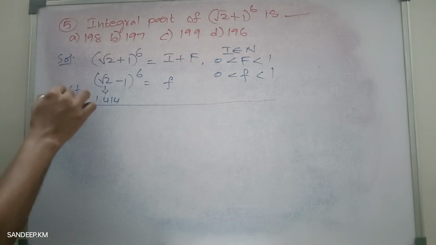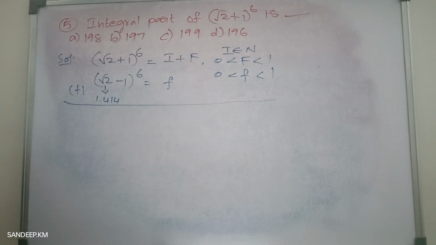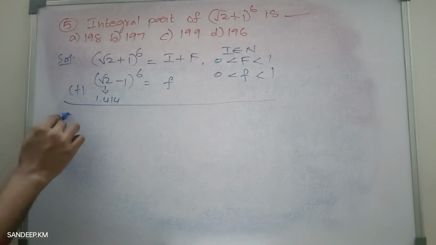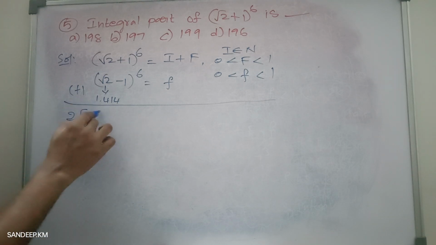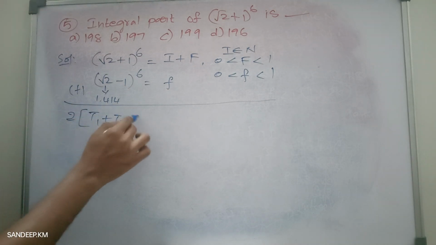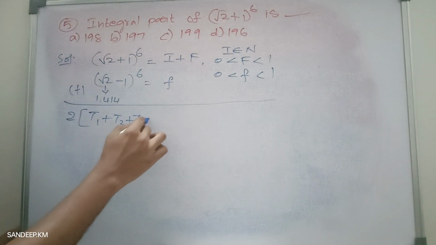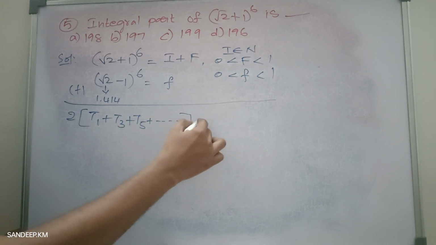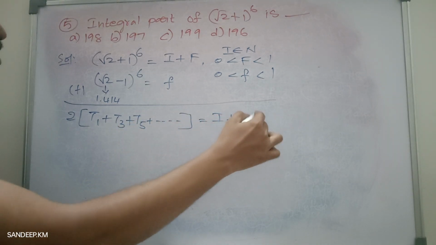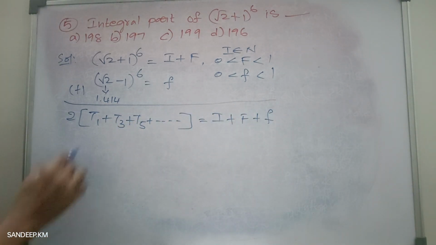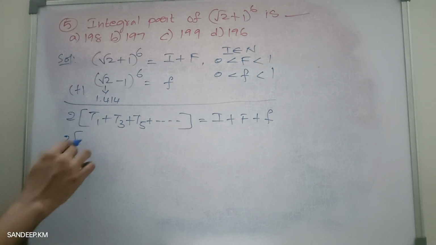I already know that I have to add these two expansions, because when I add, only then are the irrational terms getting cancelled. So when I add these two expansions, we know that it is 2 times the sum of the terms in odd place, and on the right side I plus capital F plus small f. So 2 times. The first term is what?